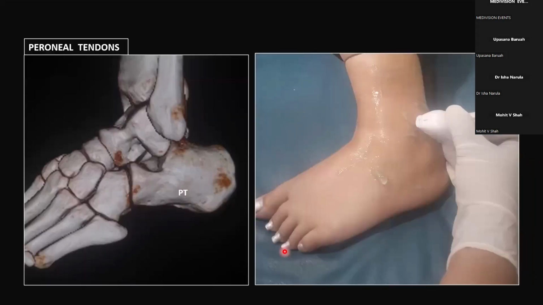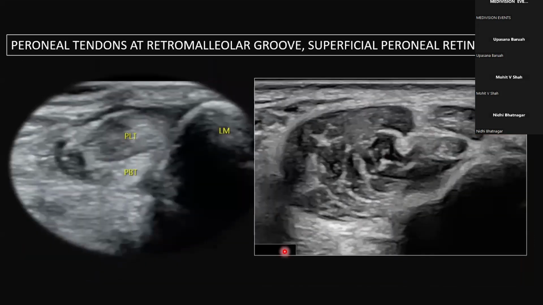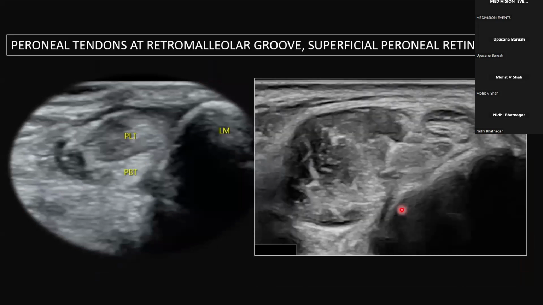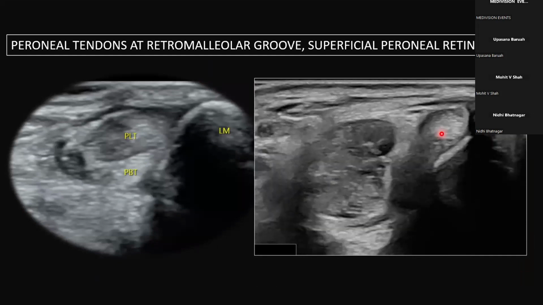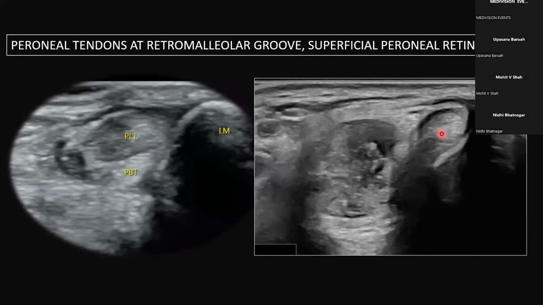A little about the peroneal tendons, as Nidhi ma'am would ask about. They have a single synovial sheath in the supramalleolar region, and below the malleolus they have their own sheaths. They are bound by the superior peroneal retinaculum and the inferior peroneal retinaculum. As we move down, we can see the superior peroneal retinaculum here, and as you go down, we can see it becomes hypoechoic.